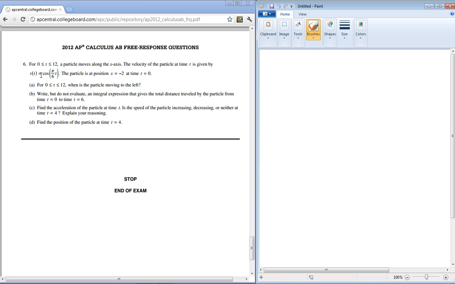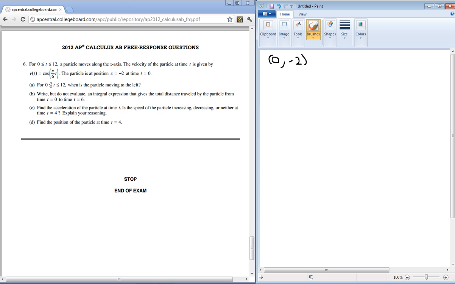So it says for times between 0 and 12, a particle moves along the x-axis. The velocity of the particle at time t is given by cosine of pi over 6 t. The particle is at position x equals -2 at time t equals 0. They try to confuse you with the x coordinate, with the x equals -2. That's really a y coordinate. So let me see if I can show you my bad drawing. That looks like a face. That's a point. That is a point where it is.